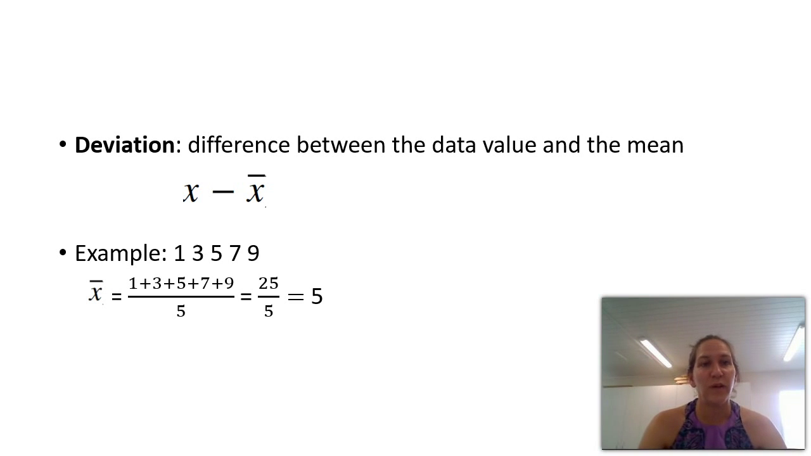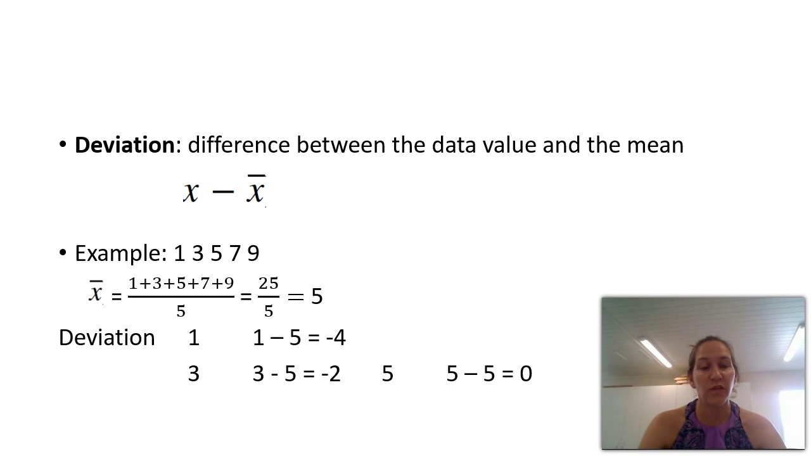Then if we look at the deviation, we look at how far each data value varies from 5. The deviation of 1 from our average of 5 is just 1, our data value, minus the mean, which is 5. You can see that our deviation is a negative number because 1 is less than our mean. When we look at 3, we have 3 minus 5, so our data value of 3 minus the mean, which is 5, gives us negative 2, a deviation of negative 2.